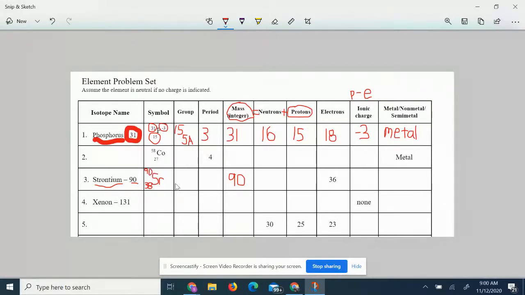And I'm going to start filling some things in. So 38 is my number of protons. And then remember, mass number minus protons is the same as neutrons, or neutrons plus protons equals mass number. So 90 minus 38 is going to give me a number of 52. And then I'm also going to look at the next thing, which is my ionic charge. 38 minus 36 gives me a +2 charge. So I'm going to put a +2 right here.